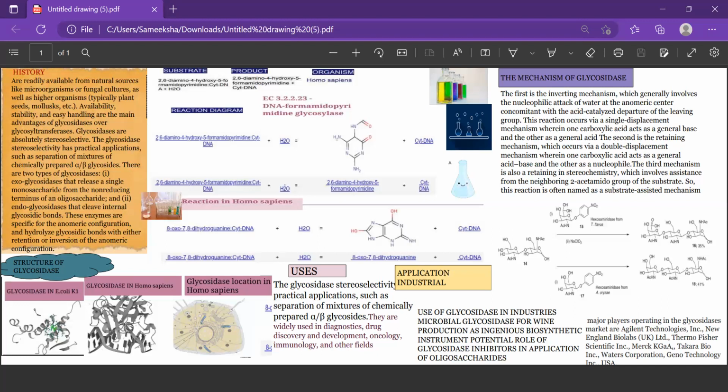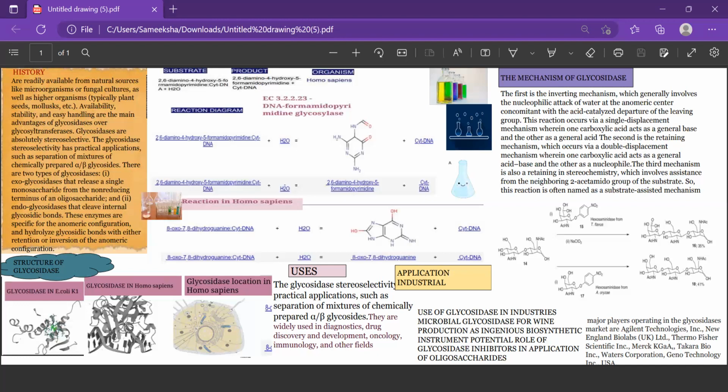Yes. So if I move ahead with the other topics, it is talking about the mechanisms of glycosidase. First, the inverting mechanism, which generally involves nucleophilic attack of water at the anomeric center, with the acid-catalyzed departure of the leaving group. This reaction occurs via a single displacement mechanism, wherein one carboxylic acid acts as a general base and the other as a general acid. The second is the retaining mechanism, which occurs via a double displacement mechanism, wherein one carboxylic acid acts as a general acid-base and the other as a nucleophile.